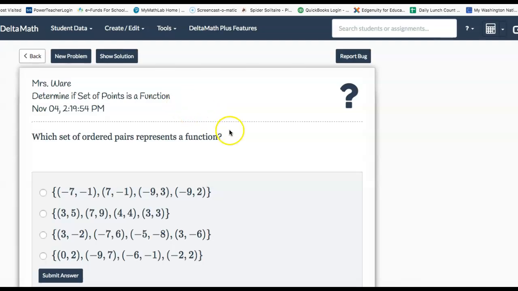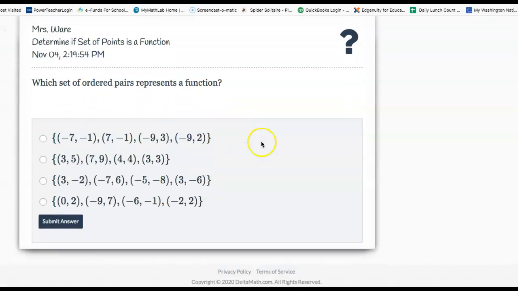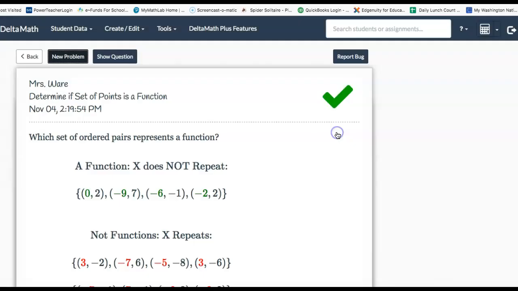New problem. So which represents a function? So I have a -9,3 and a -9,2. That's not a function. 3, 5, and 3, 3. That's not a function. 3, -2, and 3, -6. That's not a function. But here I have 0 only going to 2. -9 is only going to 7. -6 is only going to -1. And -2 is only going to 2. And it's okay that -2 and 0 both go to 2. So I'll click submit, and yes.